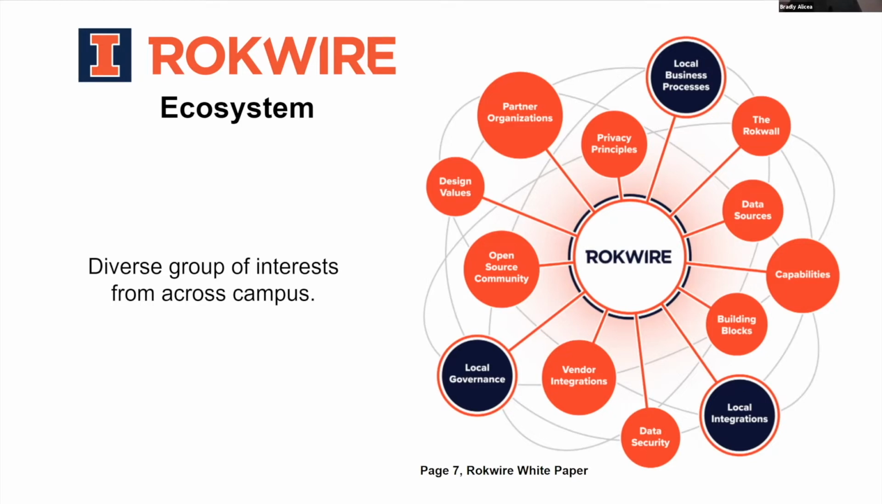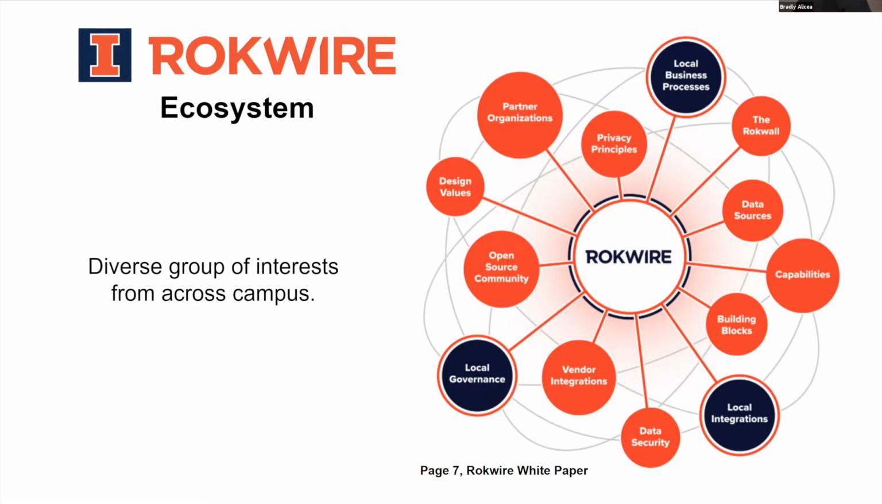We have different things like data security, vendor integrations, data sources, and privacy principles. And those are all very key to this vision. And finally, we have local business processes because we have people from outside the campus interacting with us in terms of business, in terms of vendors, as well as students and all that.